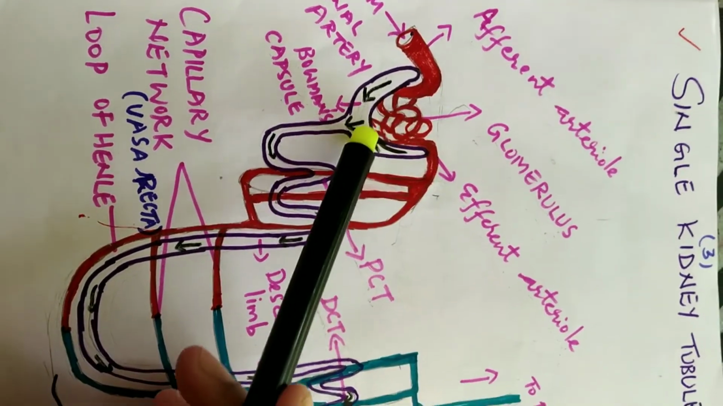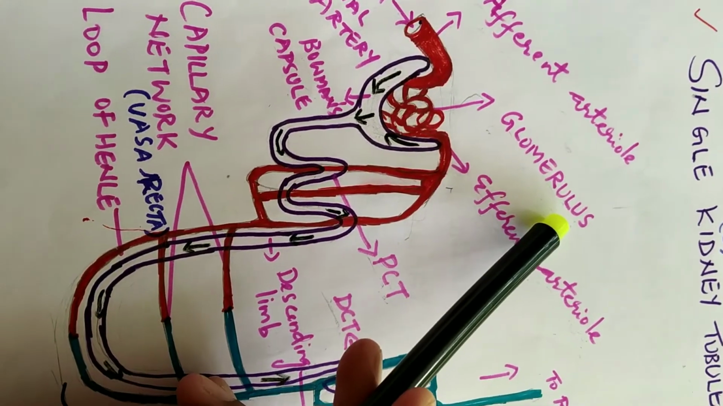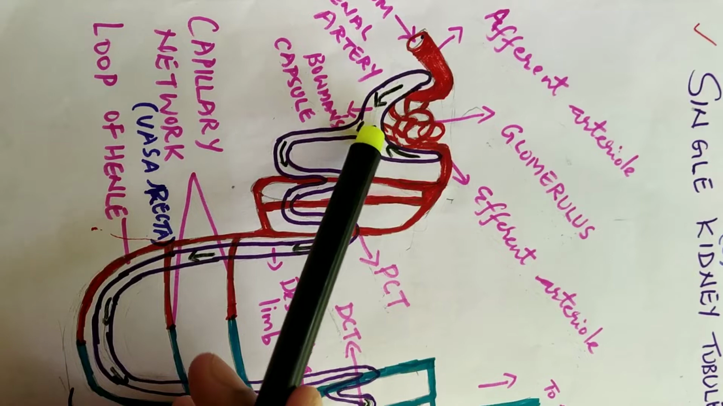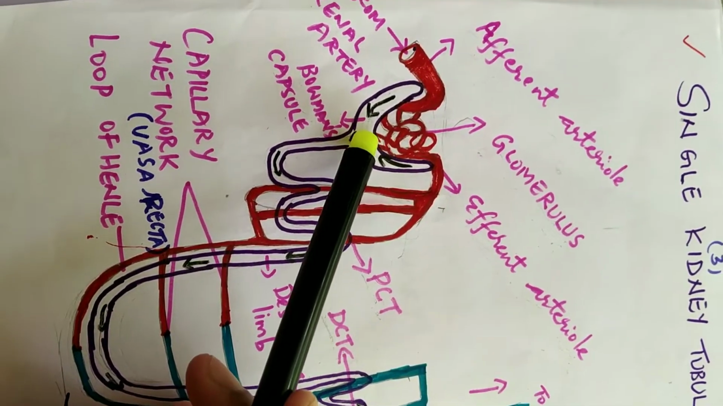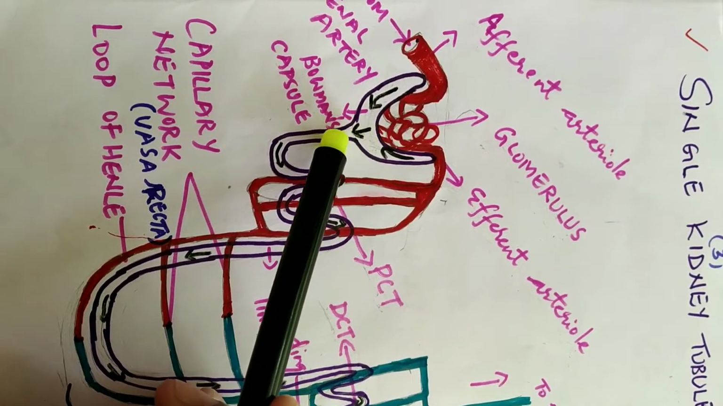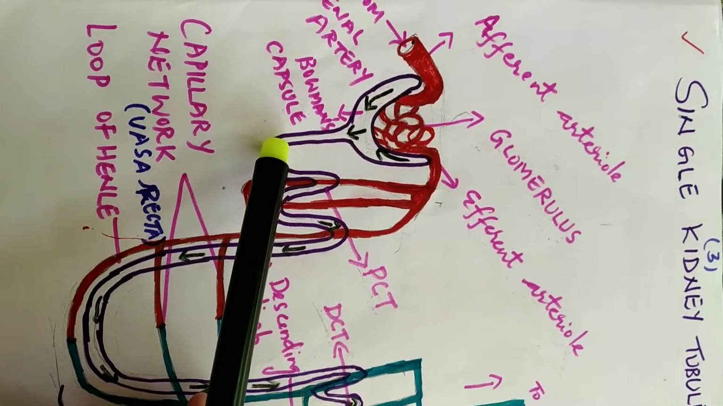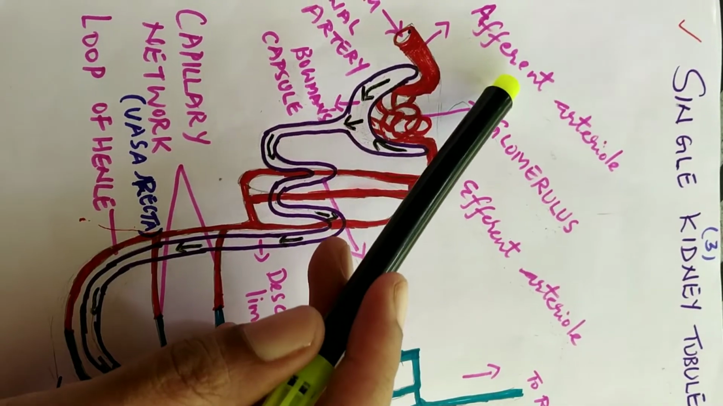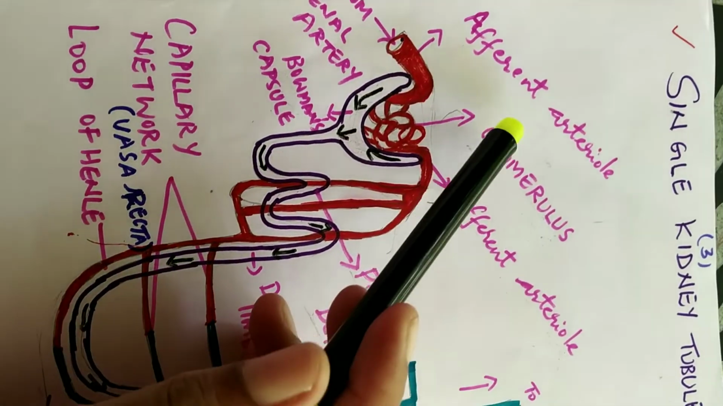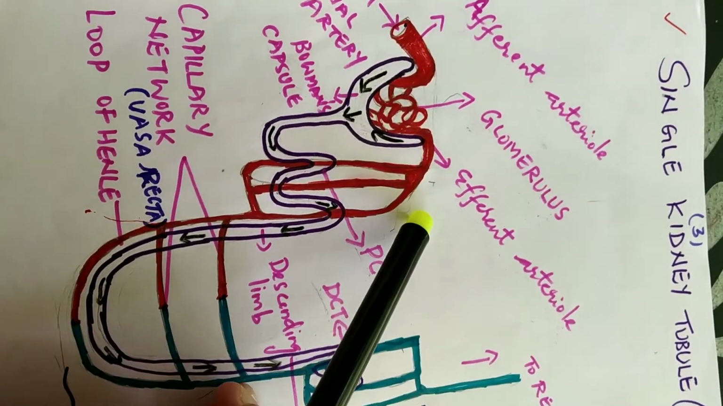the Bowman's capsule. So, as a result of this hydrostatic pressure inside the glomerulus, the liquid part of the blood, which we call plasma, is drained along with certain substances like glucose, urea, amino acids, water, etc. into the cavity or the lumen of the Bowman's capsule. That step which happens under extraordinary force, or the filtration that happens under extraordinary force, we call ultrafiltration.